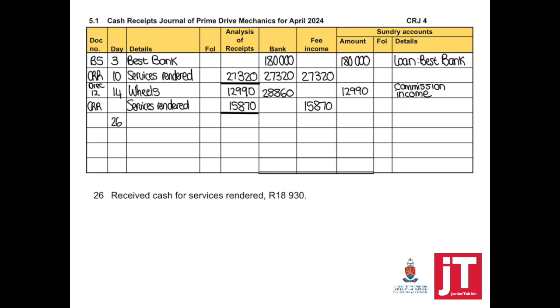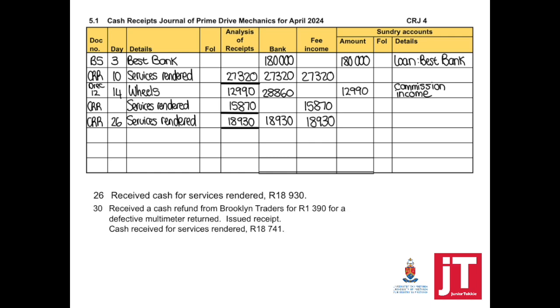Day 26. Source document, cash register roll. From who? Services rendered. How much? 18,950. It was the only transaction on that day, so we draw a line. How much should we deposit? 18,950. For what reason? Fee income.